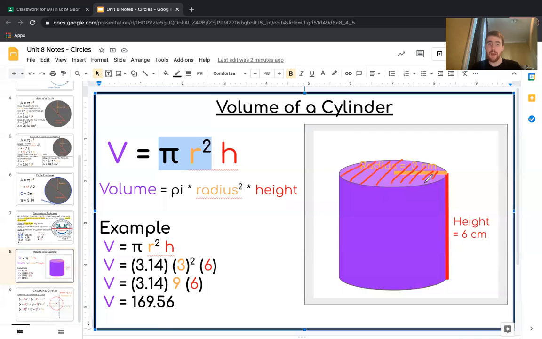And if you remember back to the polygons unit when we talked a bit about volume and how we needed to find the area of the base and multiply it by the height, that's exactly what we're doing here. We find the area of this circular base, and then we see, well, how high is it? How many of those bases would we need? And in this case, it's 6 centimeters high. So we've got to multiply that area by the height. So you'll find the area of the circle on top or on bottom. A cylinder will be the same on both ends, and then multiply it by the height. And we're going to go through an example right now.